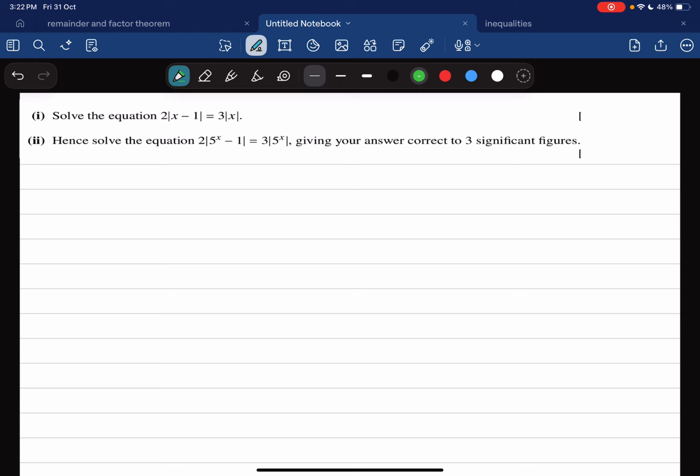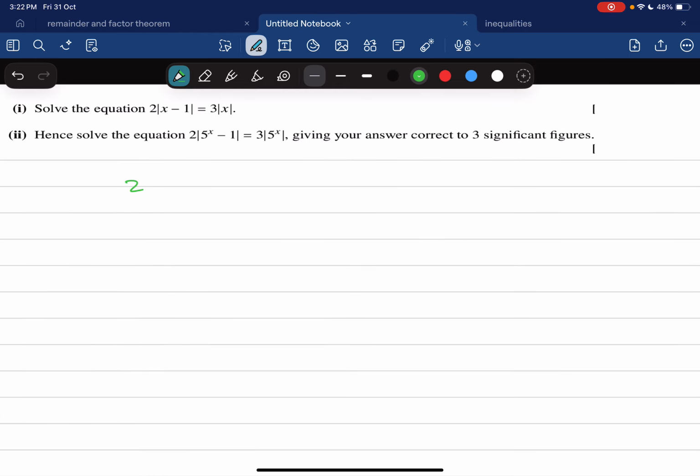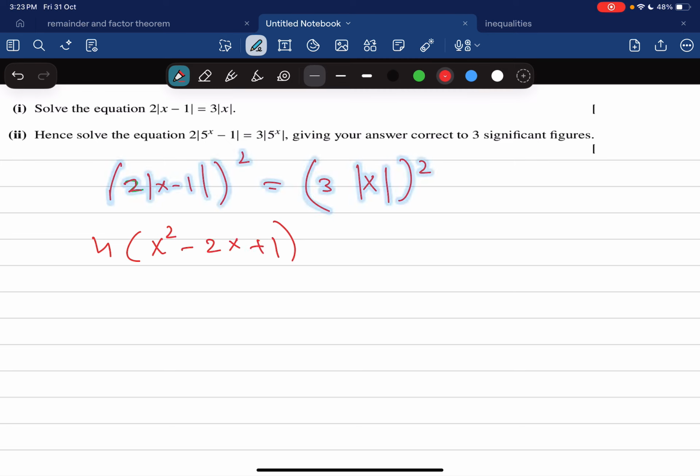Solve the equations. We square both sides: 2 times (x minus 1) square equals the absolute of 3x, all square. The 2 square is 4. x minus 1 square is x square minus 2x plus 1. Both equations are equal. These are equations, not inequalities, sorry.